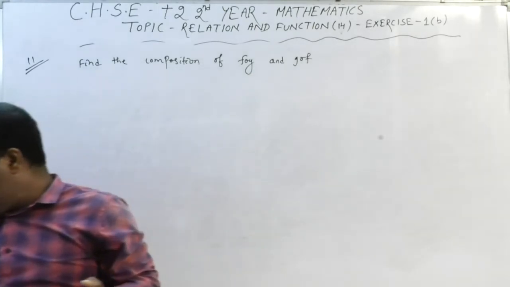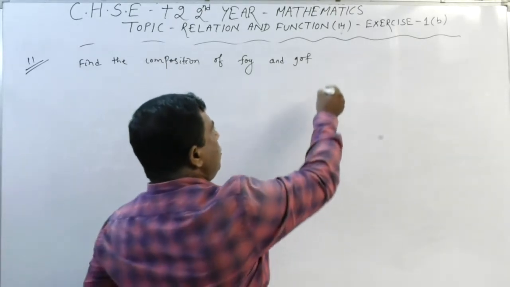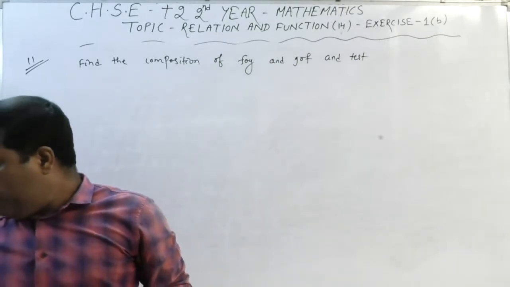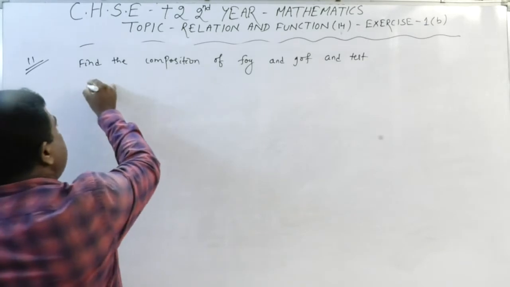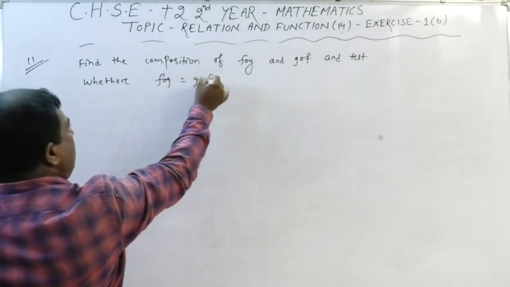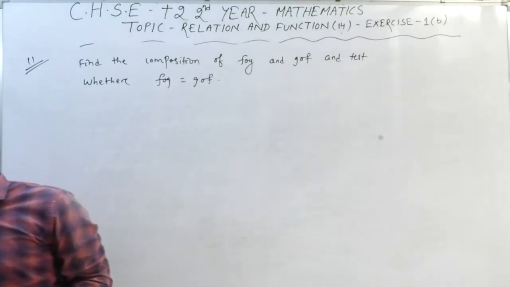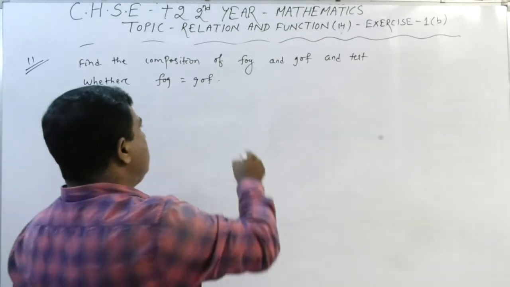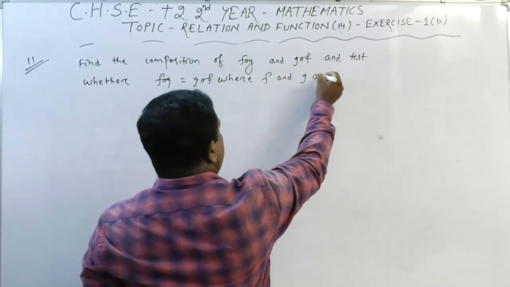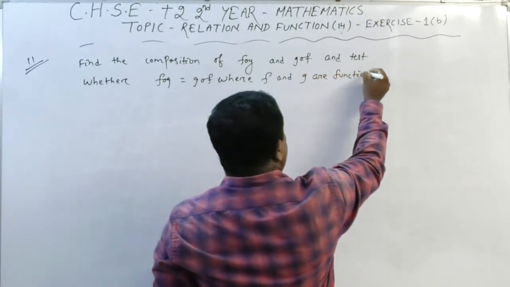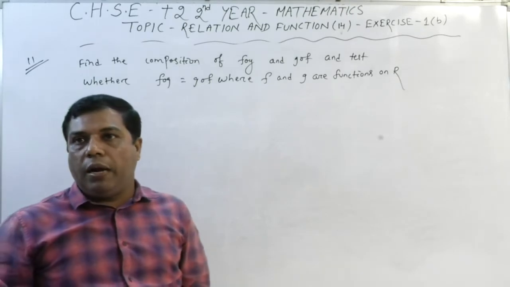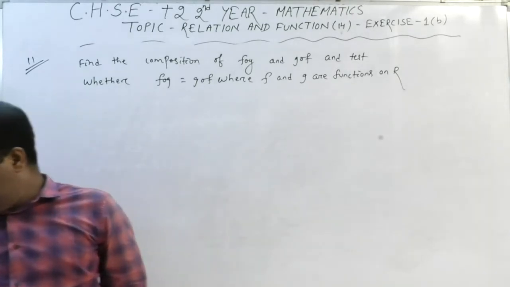We have to find out and test whether fog is equal to gof, where f and g are functions on R. Basing on those conditions, we have to find out both fog and gof.